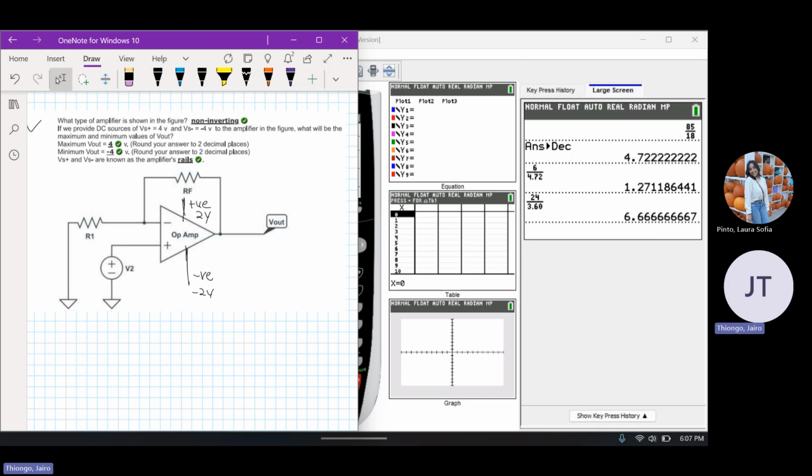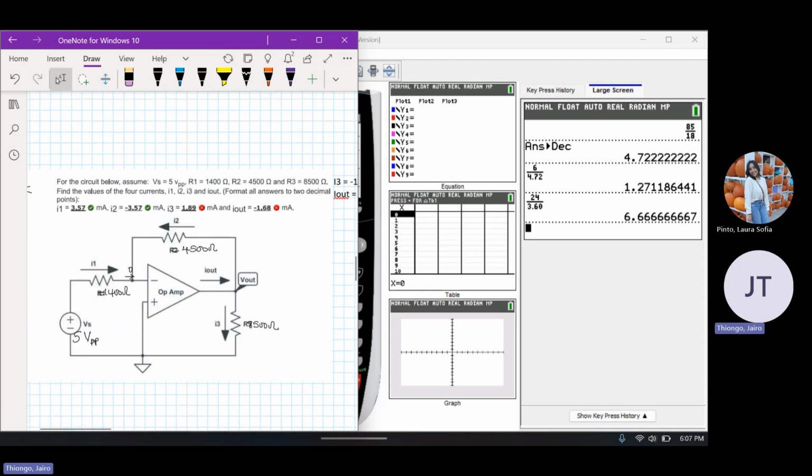For those who have done this lab or may not have done it yet, these ones are DC sources, direct current. For the V2s and V1s we've been observing, all of them have been sinusoidal in nature. That's where you connect them to an oscilloscope and you're able to view the incoming sine wave. For this one, it's given as DC, as we're told in the question. So the maximum V out will be 4 volts and the minimum will be minus 4 volts. The V S plus and V S minus are known as amplifier rails. Let's go on to the next question.